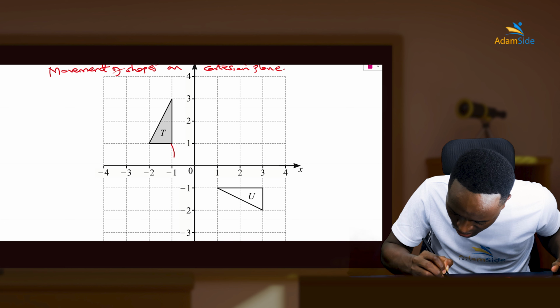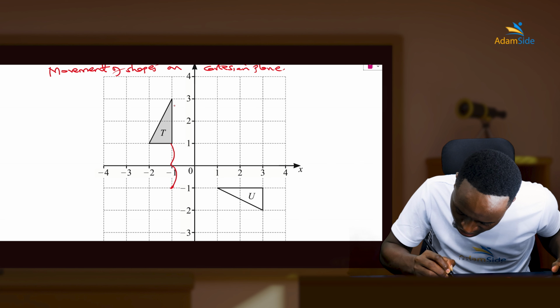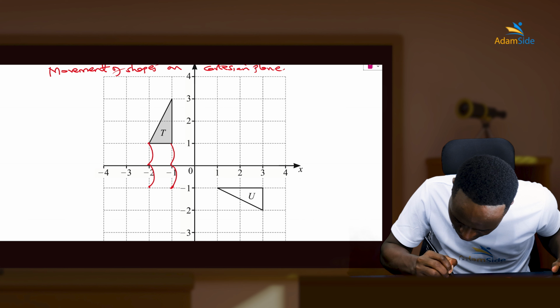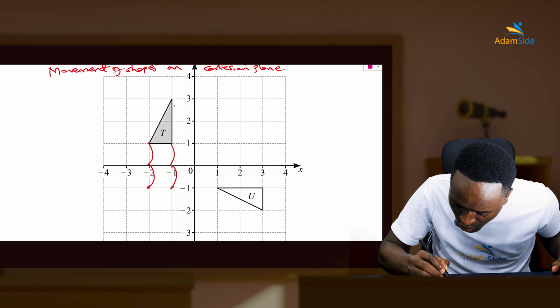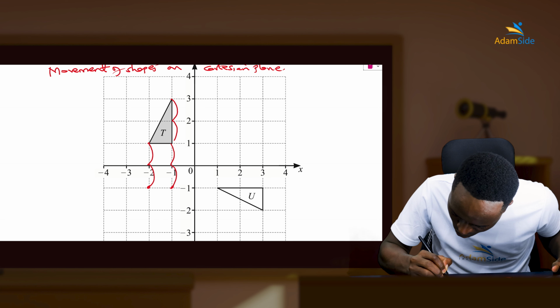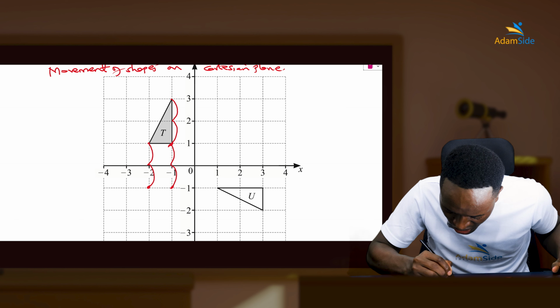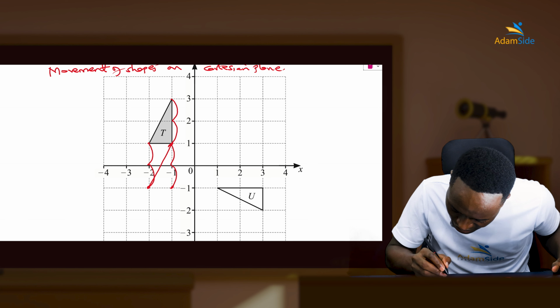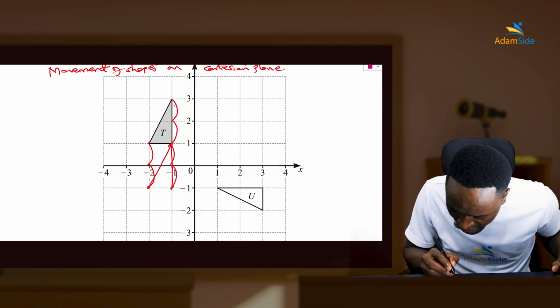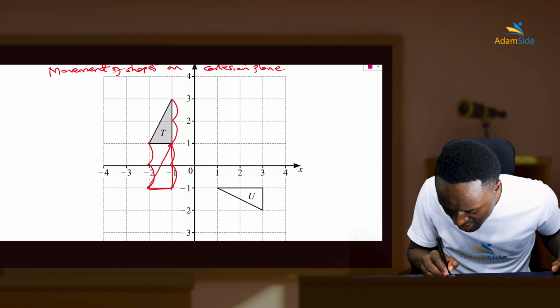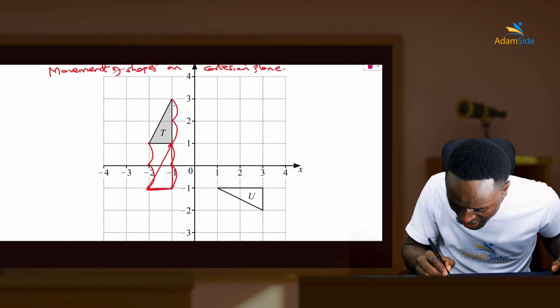So this is 1, 2. So this is the new point. This is the same point, 1, 2. That's another point. This point will move 2 steps down, 1, 2. Then you just draw a new shape. Correct. This is it. And then you draw there.